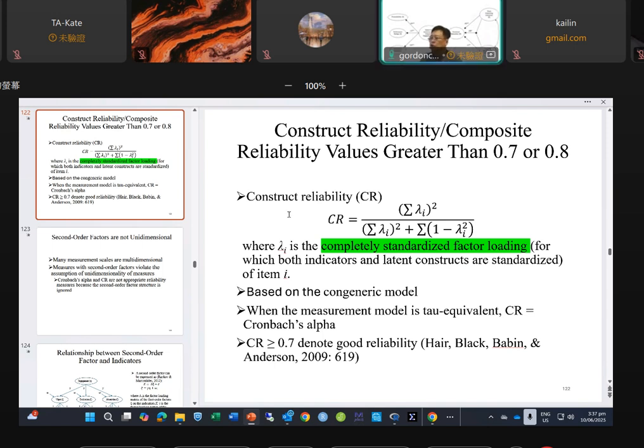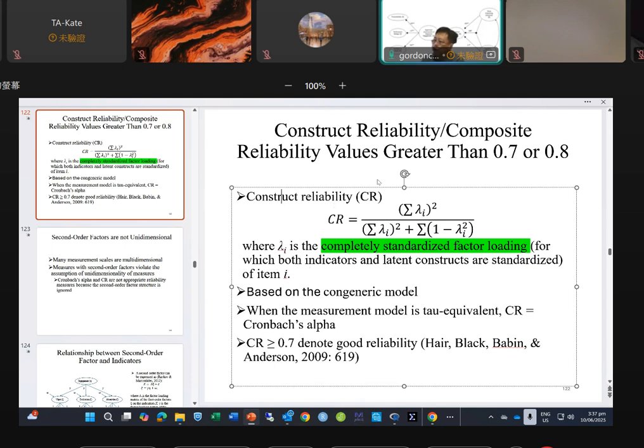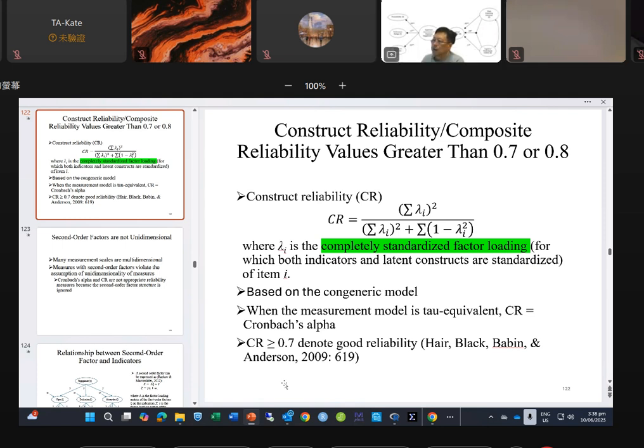Now, which one should you report? It depends on how you test your hypothesis. If you test your hypothesis with a path analysis, that means you assume that your items do not have measurement errors, then you should use Cronbach's alpha. If you test your hypothesis with a full structural equations model with latent variables, then you should report the construct reliability. Okay, there are two ways. I will repeat it later on today.